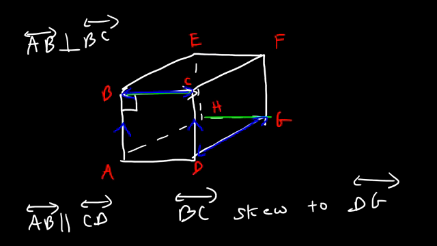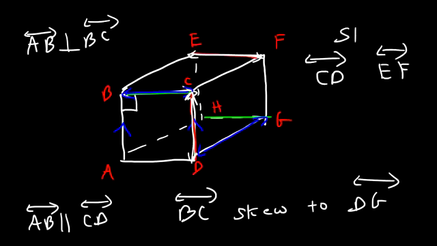Now what's the relationship between EF and CD? How would you describe those two? So we can't draw a plane that has both of those two lines. So those are skew lines. These are non-coplanar lines that will never intersect. So CD and EF are skew lines.